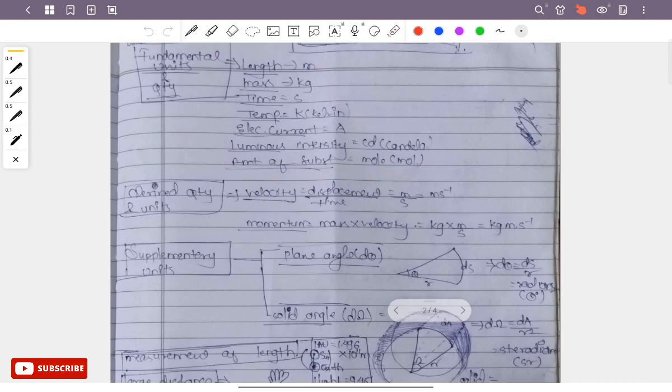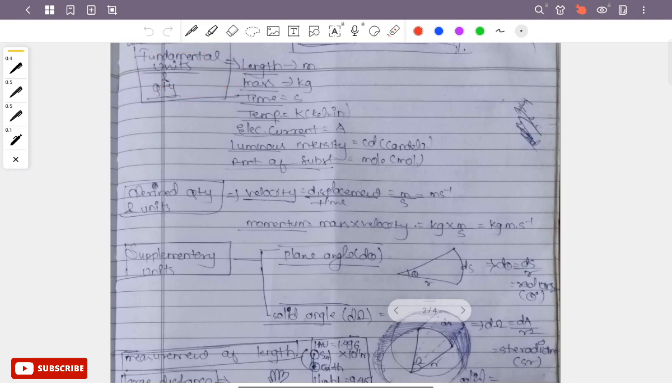And the next one is the derived quantity. I'm not going into the depth because you all know what the units are, and this is just the basic lecture which we're gonna use in future lectures. So what is the derived quantity and units? Derived quantity is the physical quantity which is derived from the fundamental units and quantities.